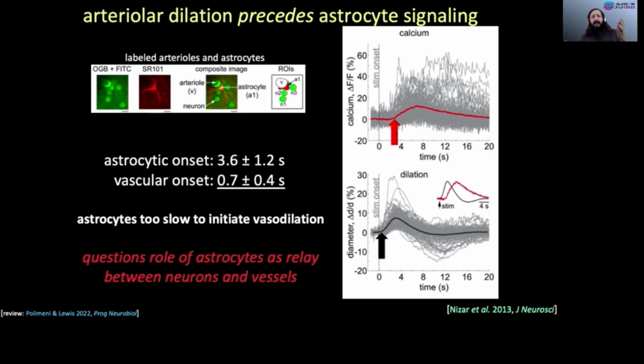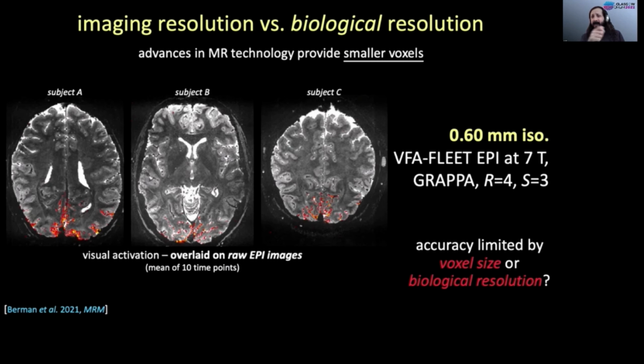Now, not only do these data question the role that astrocytes play in neurovascular coupling, but they also teach us that the smallest vessels, if we can see them, respond very rapidly to the stimuli, again suggesting potential for perhaps surprisingly tight blood flow regulation and a high biological temporal resolution. And so if we consider these results together, they suggest that the biological resolution is likely to be higher than even what we can achieve with modern fMRI.